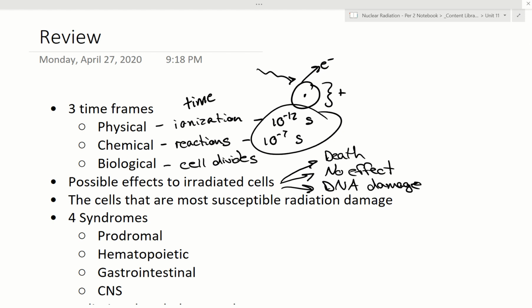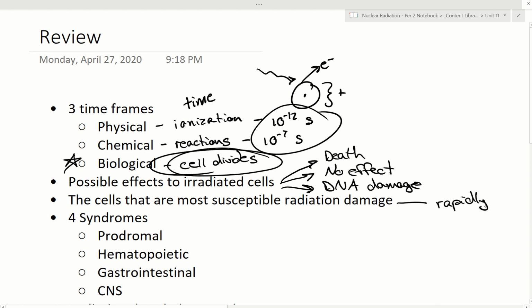Cells that are the most susceptible to radiation, well, because when the biological effect takes place is when the cell divides, we would say these are rapidly dividing cells. So the rapidly dividing cells are the ones that are most susceptible to radiation. Things like digestion, skin cells, blood, things like that.